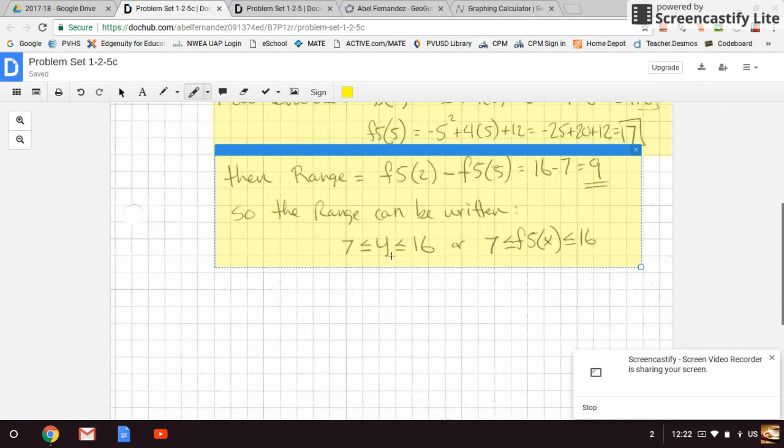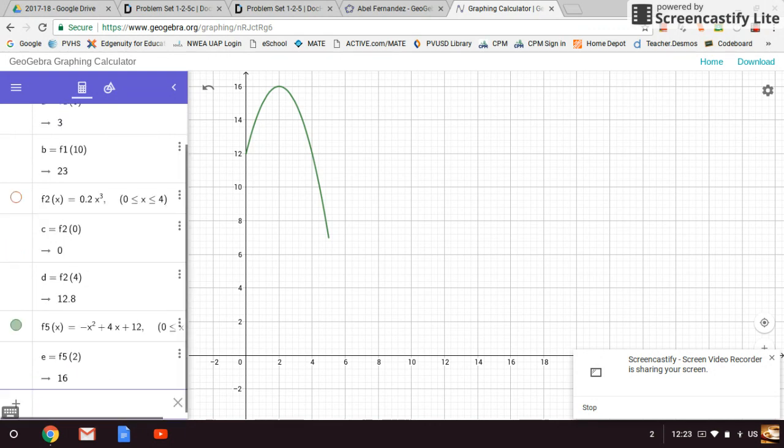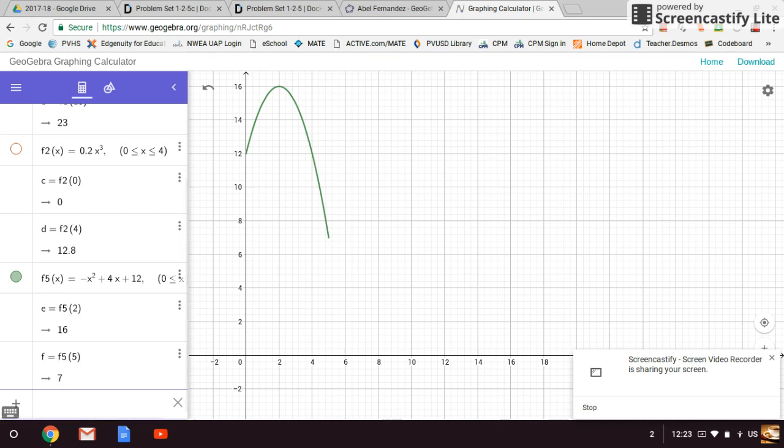So the range can be written either y equals 7 to 16 or f5 of x equals 7 to 16. We'll talk about this function notation a little more in the future. So here, let's make sure that we evaluated our range correctly. We have f5 of 2, which equals 16, and f5 of 5 equals 7. And if we subtracted those two numbers, it would be 9.